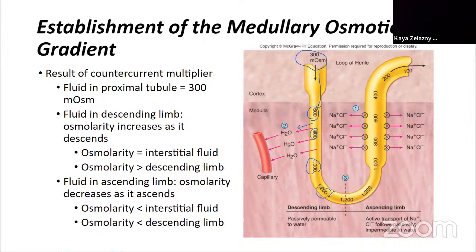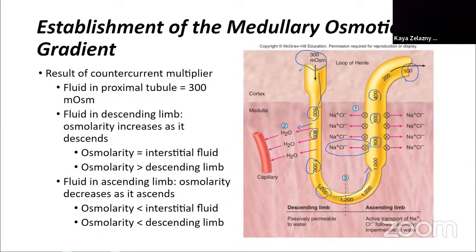And this keeps happening until we get to the point in the ascending limb where we start pumping out those solutes. At which point now, because we're removing all those solutes that got left behind, that got concentrated in the filtrate, we start to see that osmolarity go back down to the point that actually, by the time we get back up into the cortex and continue moving through, we're going to see that we are going to be at an even lower osmolarity than we started at.